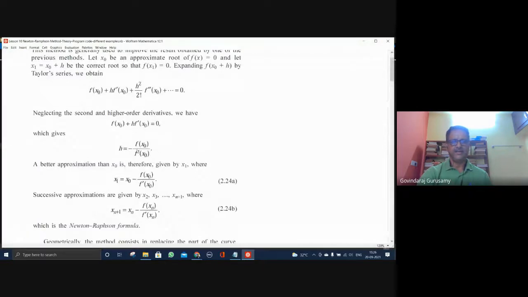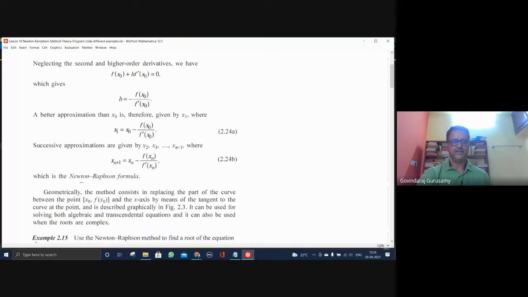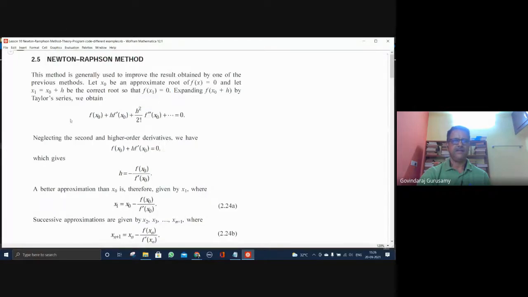See, getting the Newton-Raphson formula is very simple. This method is generally used to improve the result obtained by one of the previous methods. Let x0 be an approximate root of f(x) = 0 and let x1 = x0 + h. This is the root, and a very small value h is added. We assume x1 is the correct root, so that f(x1) = 0.